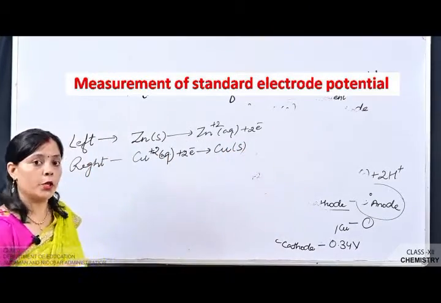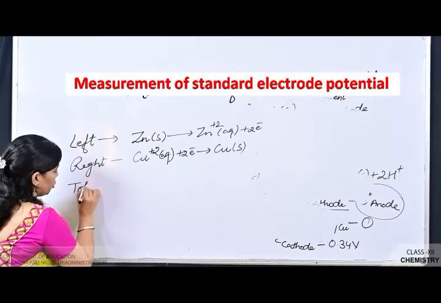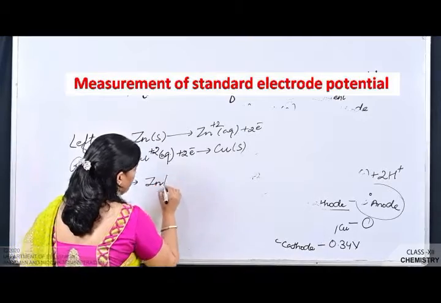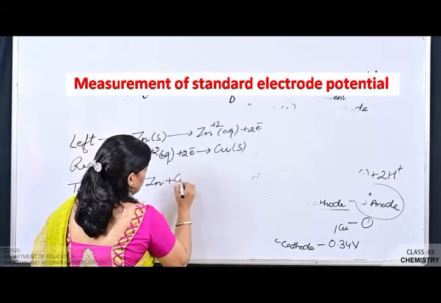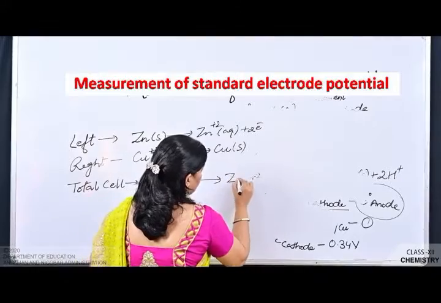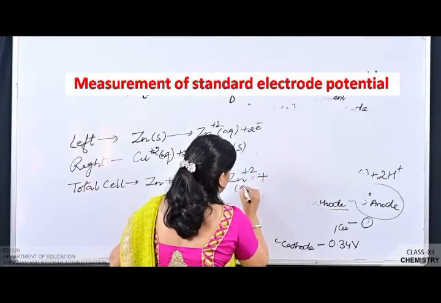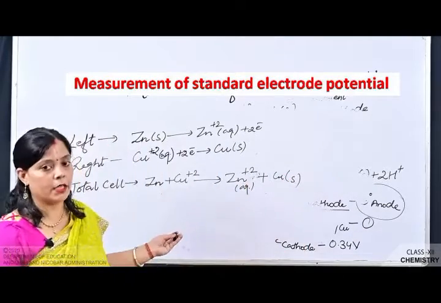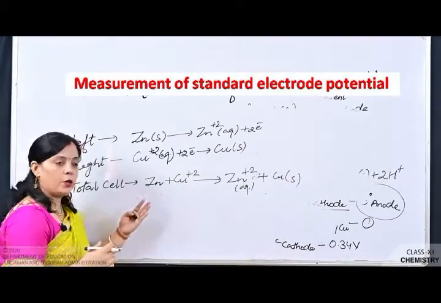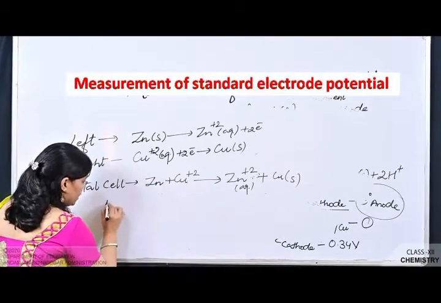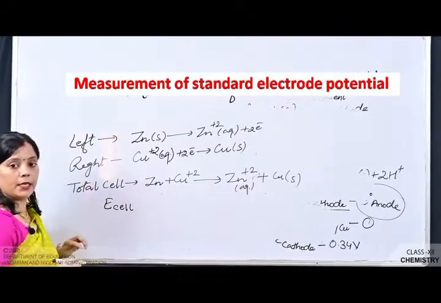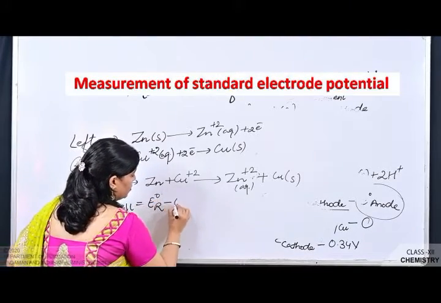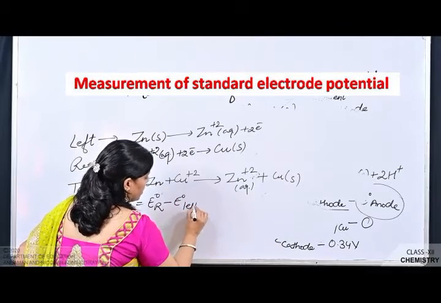Okay students, so the total reaction can be represented as the total cell reaction. We can write the total cell reaction as Zn plus Cu plus 2 gives Zn plus 2, in the aqueous form, and copper solid. In this way we can write the complete cell reaction, and we can calculate the EMF of the cell, that is E cell. The E cell in the standard condition is equal to E right in the standard condition minus E left in the standard condition.